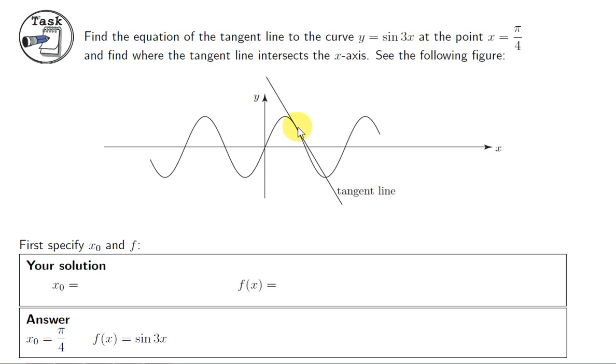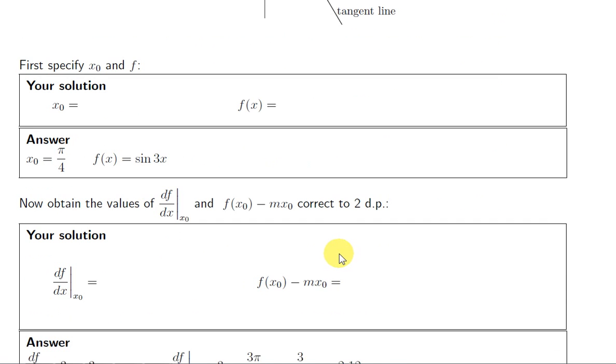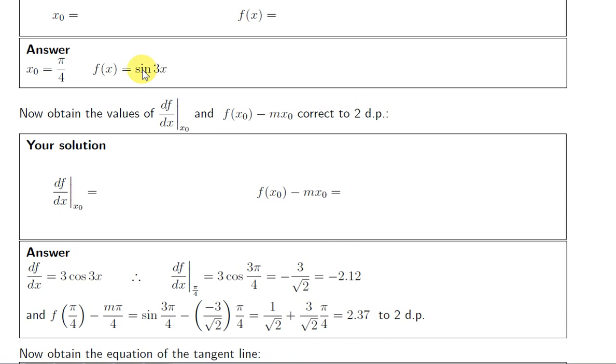In this example, we want to find the slope of the tangent line to the curve y equals sine 3x at the point x equals pi over 4. So we need to differentiate this function. So we differentiate sine 3x. Well, the derivative of the sine function is cos, and by the chain rule we differentiate the angle to get 3. So we multiply 3 by cos 3x. Then we work out the derivative at pi over 4, so we just plug in pi over 4.